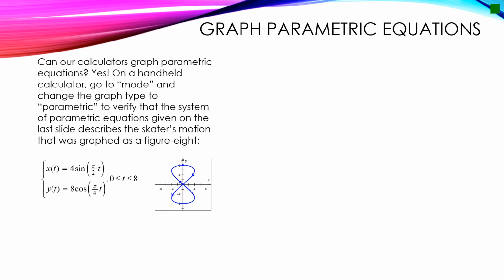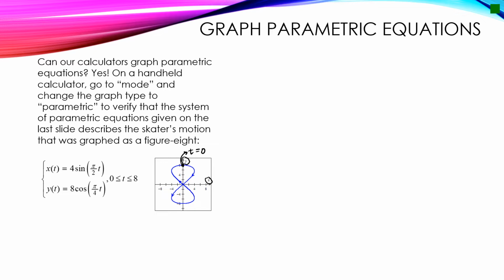Before I show you the calculator, let's just verify that some of the values that we came up with on the previous slide we can see on this figure 8. So you've got your notes in front of you. The first point that we came up with at t equals 0 was the point 0, 8. So notice I have an x-axis and I have a y-axis. At 0 on the x-axis, I am up at 8. So this is where the skater is beginning. In other words, we could even label this t equals 0.